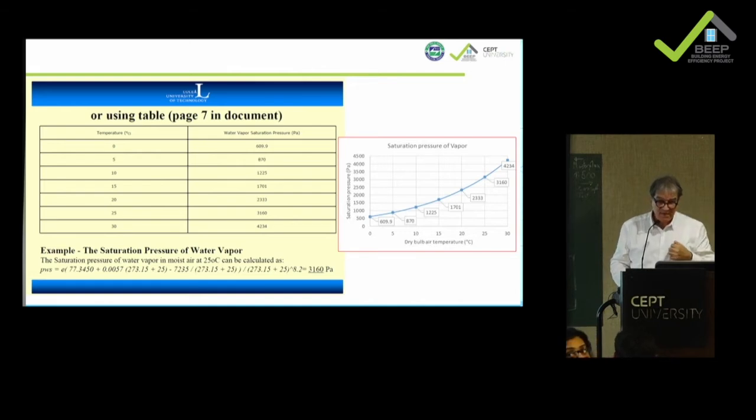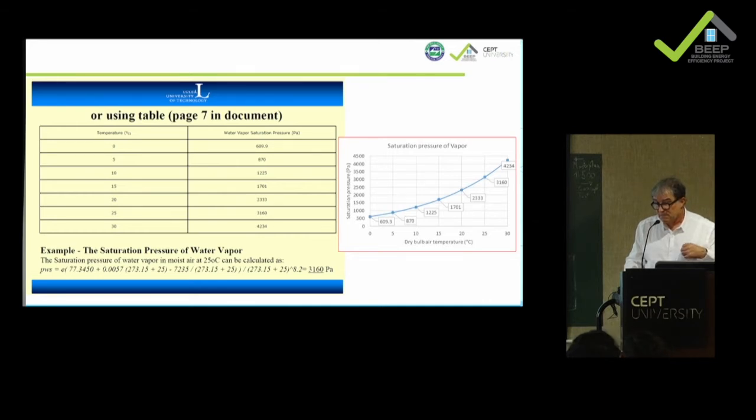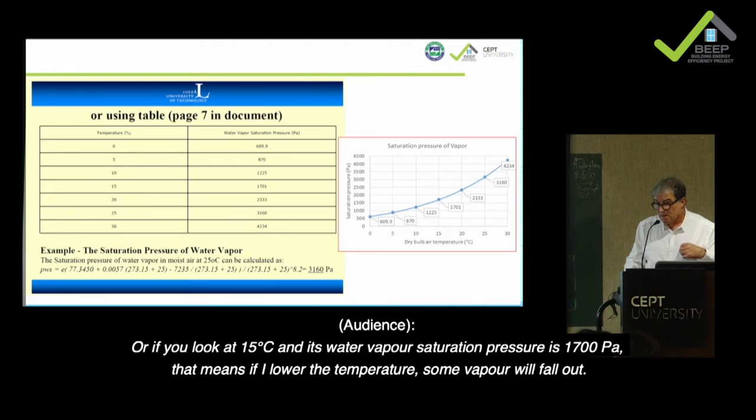Yes? So when you say that the water vapor saturation pressure is 600 Pascal, it means that if you add more vapor to that, it will condense. Or when you look at 15 degrees centigrade, and you say the saturation vapor pressure is 1700, that means that if I lower that temperature, some vapor will condense.